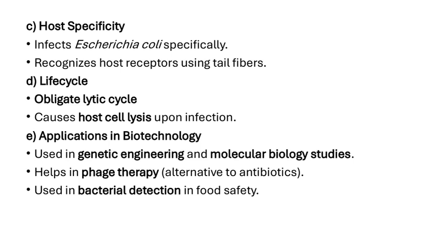Moving on to its life cycle, this phage follows an obligate lytic cycle. That means once it infects a bacterial cell, it hijacks the cell's machinery to produce new phages, and then causes the host cell to lyse, or break apart, releasing the new phages to infect neighboring bacteria. This rapid destruction of the host cell is a key feature of its strategy.